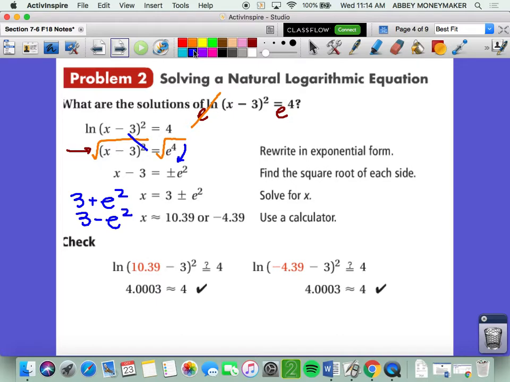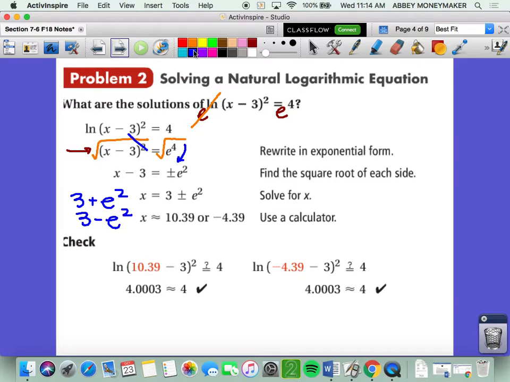Second natural log. It's right beside number 4. So on your calculator, you can type in 3 plus e to the second power, and you do, in fact, get the 10.389. They rounded here. And then if you do 3 minus e to the second, you get that negative 4.39.